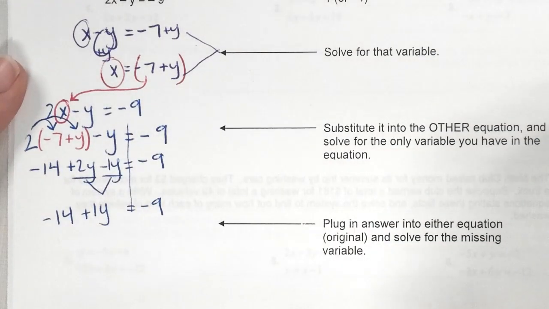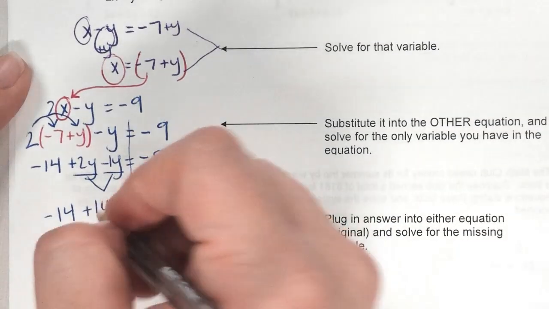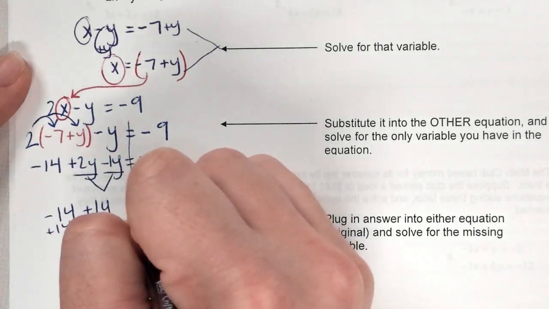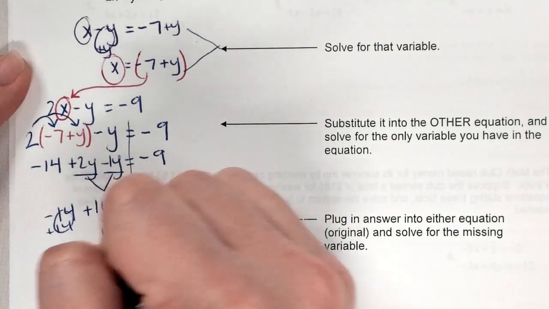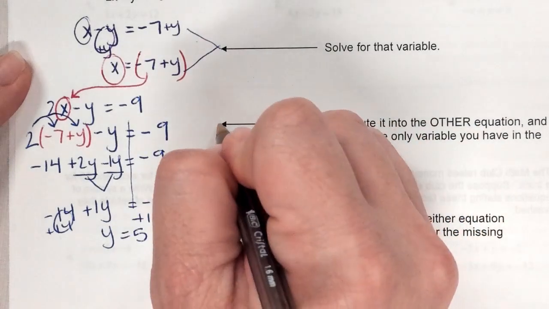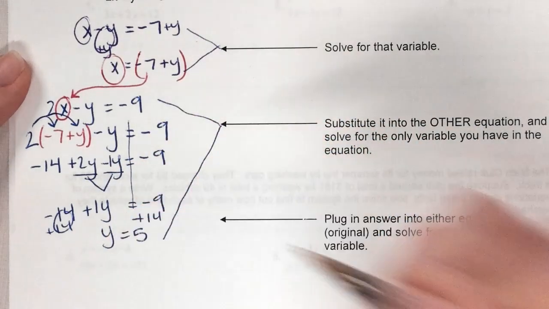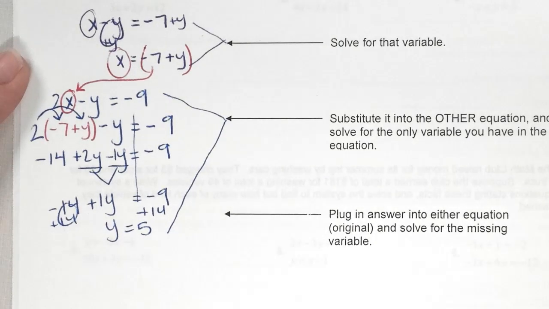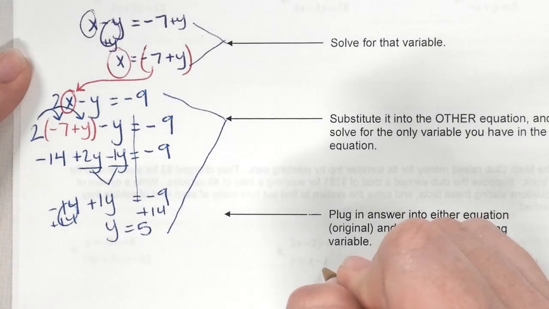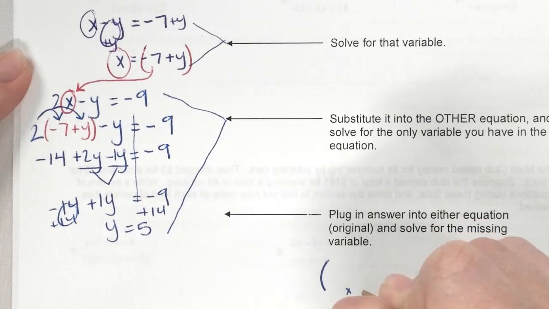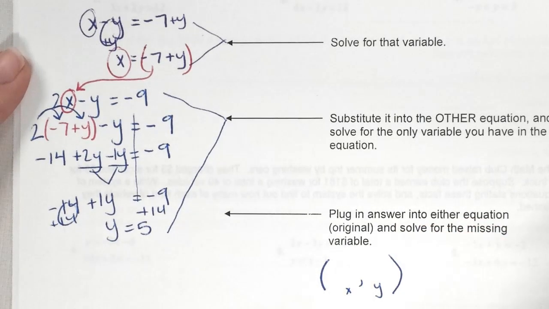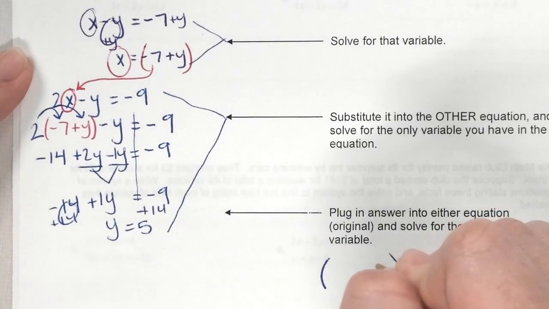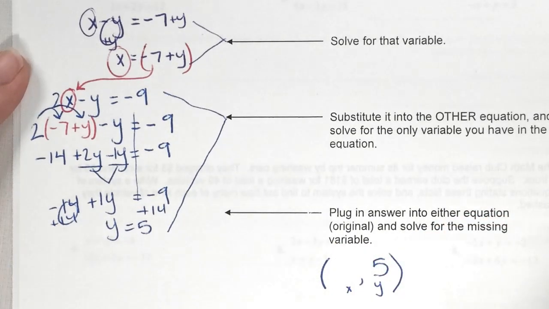Now, how do I get my y by itself? I'm going to add 14 to both sides. And I get y equals 5. So that is this step. Now, that's only half my answer, because I know for systems, my answer is an x comma y point, an ordered pair. So I know that y is 5, so I know the second number is 5. I still have to find x.